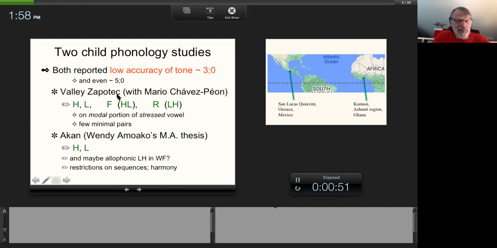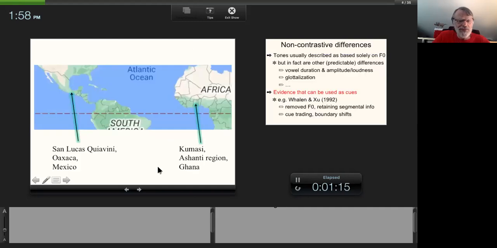One of them is Valley-Zapotec, work with Mario Chávez-Péon. There are two level tones, high and low. There are also two contour tones, a falling tone, which is high-low, and a rising tone, which is low-high. Akan, and this data is based on Wendy Amoako's master's thesis at UBC, has two level tones, high and low, and some complexities that could lead to problems in acquisition.